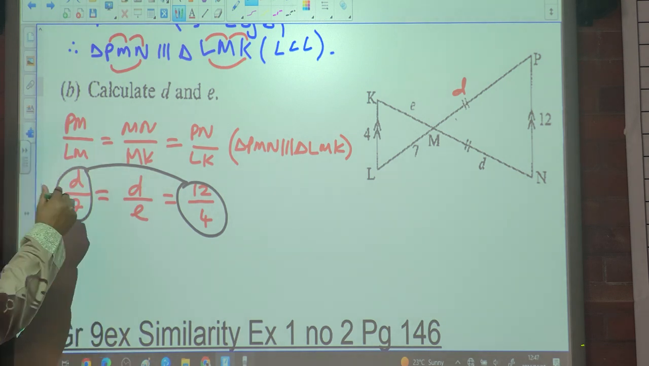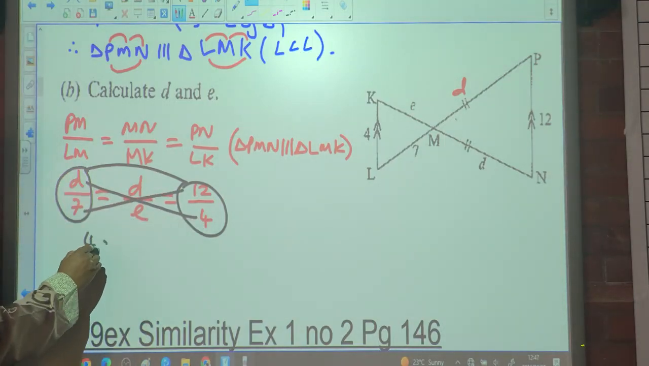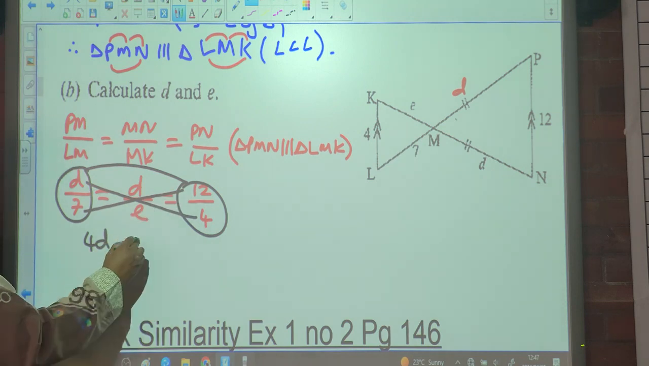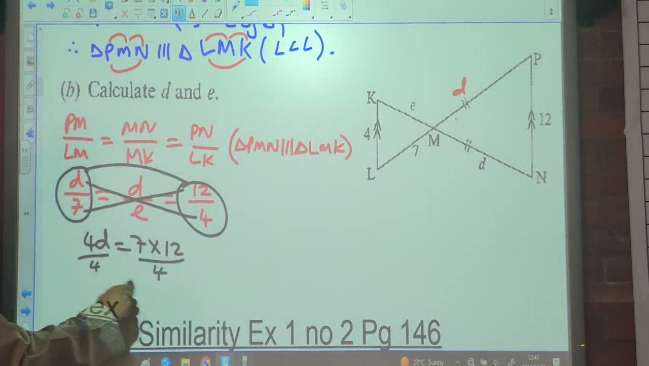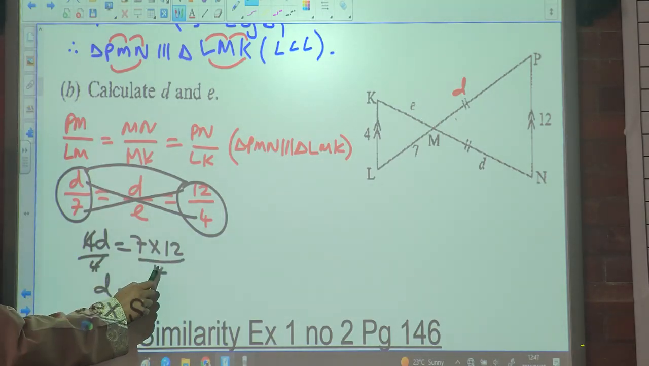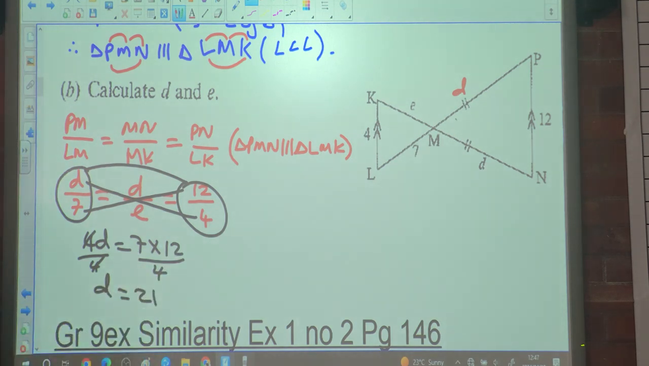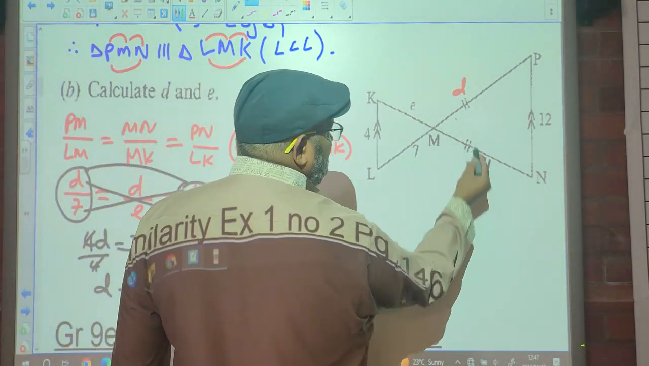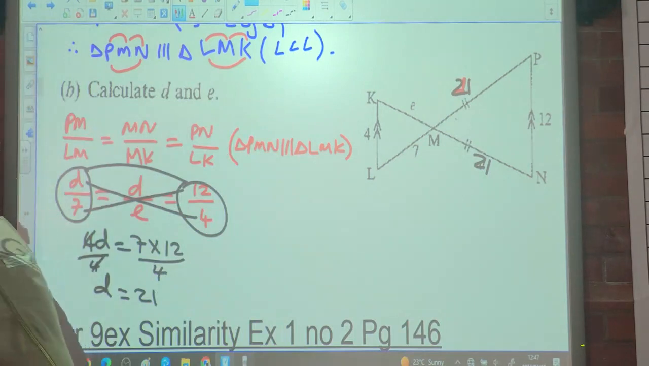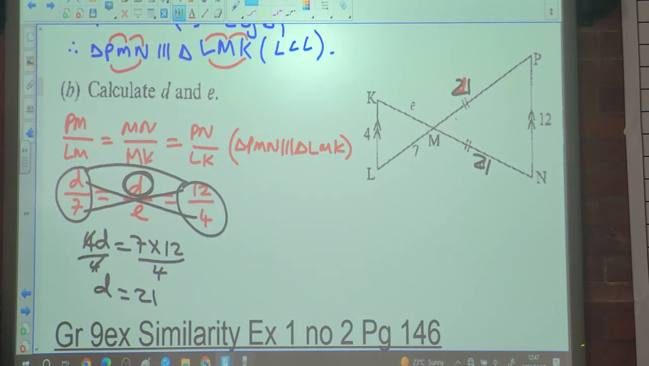So I'm going to calculate D, cross multiply. D times 4. 4D is equal to 7 times 12. Not so? How do I get D on its own? Divide by 4 both sides. 4 going into 12, 3. 3 times 7 is 21. So D is now 21. So if that D is 21, of course that D is also 21, which makes this D 21.